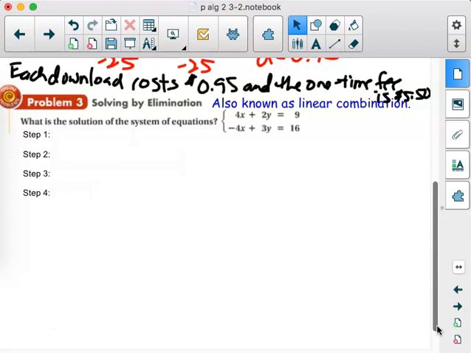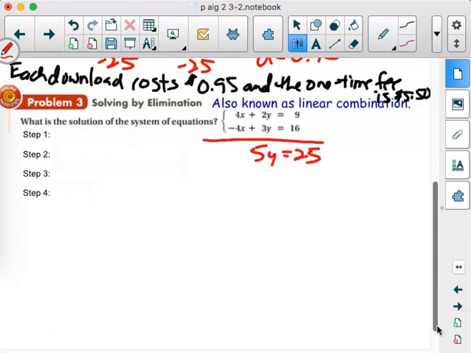Well, I could get one of these x's or one of these y's by itself, but there'd be a lot of nasty little fractions in there. I don't really want to do that. But I just noticed something. Do you see how this one has a positive 4x and that one has a negative 4x? I wonder if I could just add those together and find an answer. And you can. So 4x plus negative 4x is 0. That cancels out. 5y equals 25.